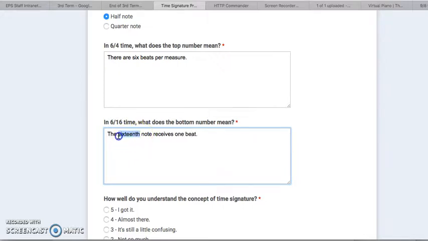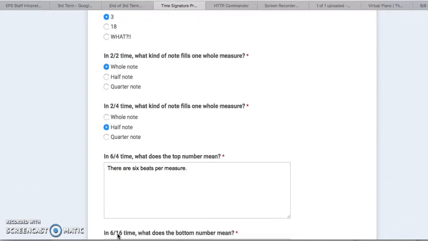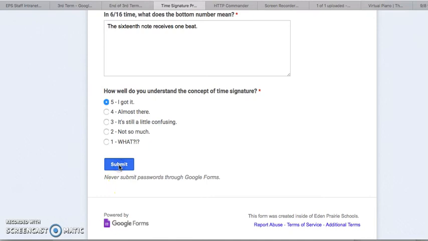Make sure to spell out 16th, and don't write 16th. That won't count. And then you should say how well you understand this concept, and make sure to submit your answers again if you haven't done that yet.